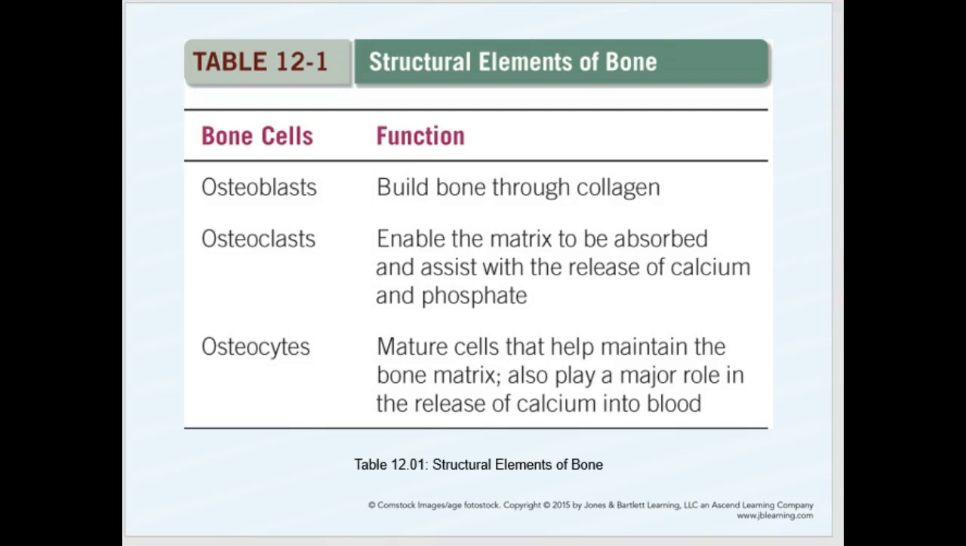Osteocytes are mature bone cells that help to maintain the bone matrix. Don't worry about them releasing calcium into the blood. I don't want to confuse you. Osteoclasts are the main ones that help to break down the bone matrix so we can release calcium and phosphorus, or phosphate, into the bloodstream to be used by other tissues of the body.